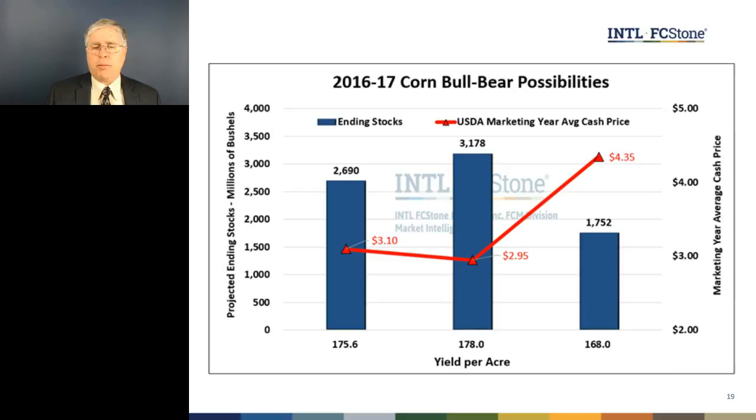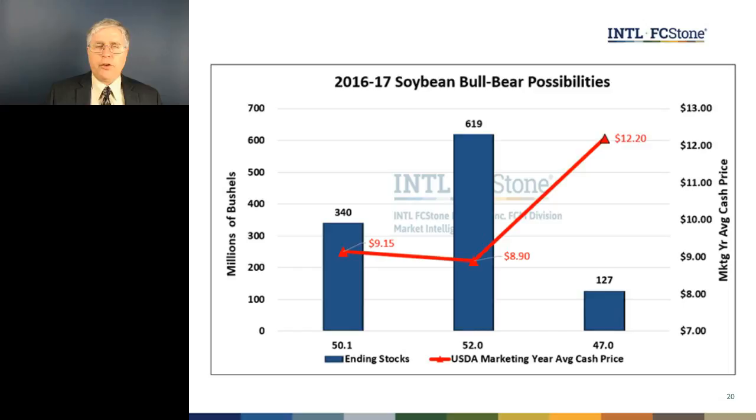What I expect to happen is in the left-hand column. As we look at the soybean balance sheet, here again, I'm using our survey-based yield of 50.1 bushels, with ending stocks at 340 million and a marketing year average cash price of $9.15. If this crop proves to be a 52-bushel yield, that pushes ending stocks to 619 million bushels, with a marketing year average cash price of $8.90.